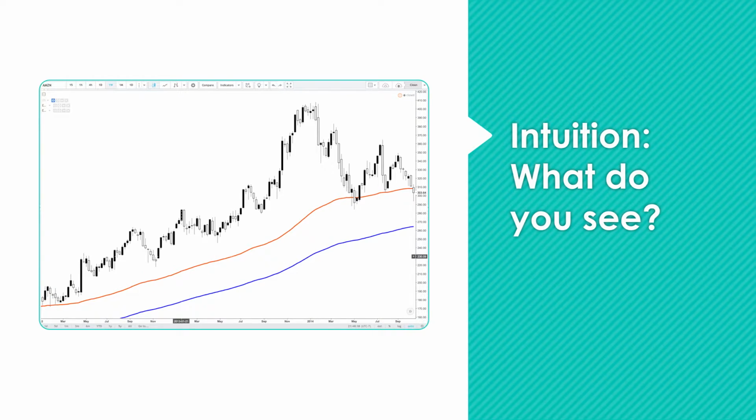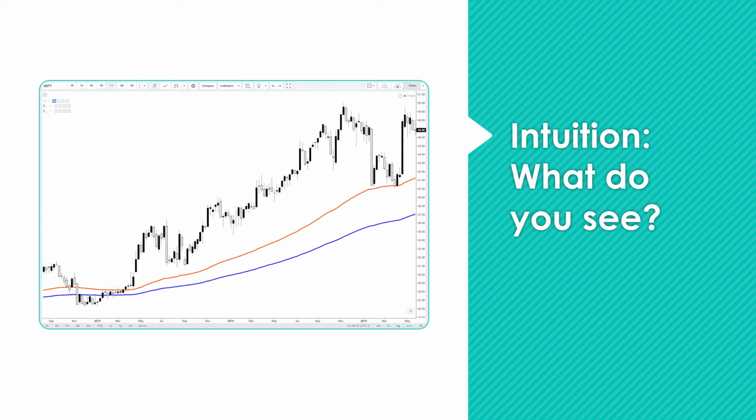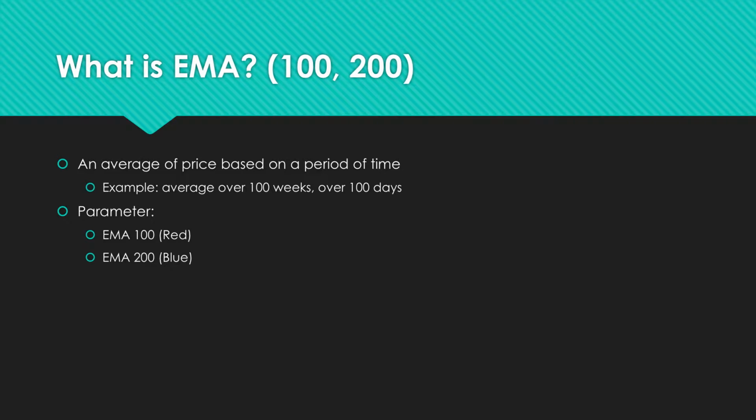Again, you see that the red one is above the blue one, and you see that the price is clearly above these two lines. If you buy during these times, the chance of you winning is really high because time is in your favor. Let's go for another example. Again, you see that price is clearly above the red line and the blue line, and if you buy during any of this period, more often than not, you will make money.